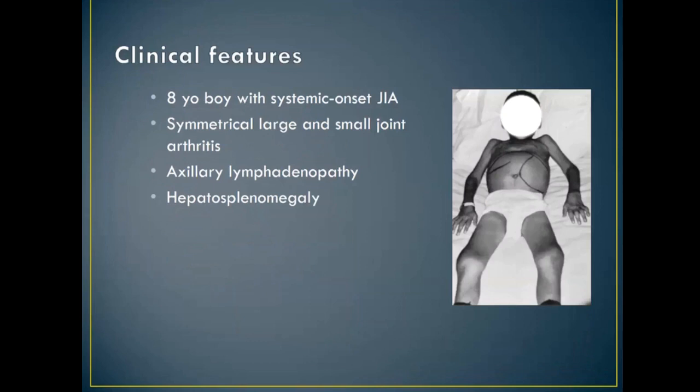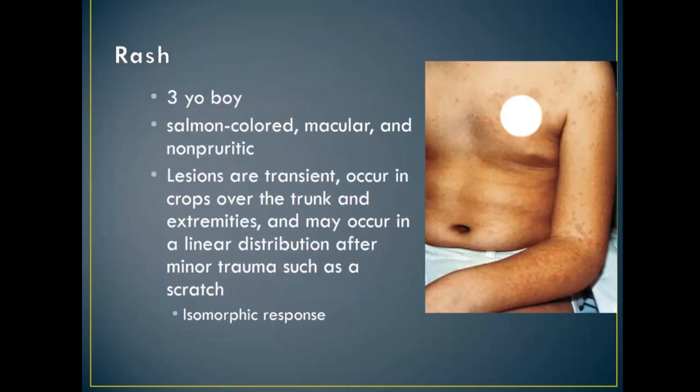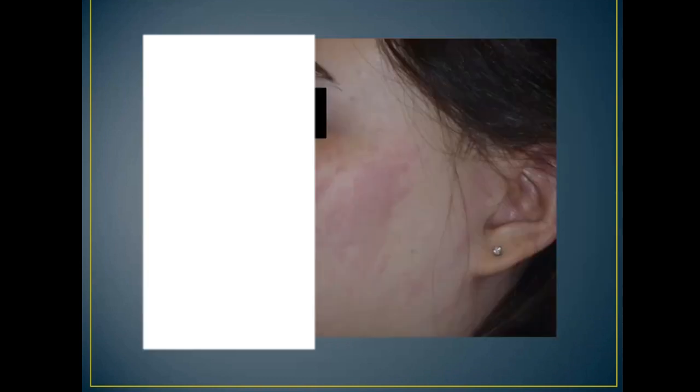So this is an 8-year-old patient with systemic JIA, and some of the things are circled here. So he has lymphadenopathy, he has hepatosplenomegaly, he has large joints, the knees and the fingers, small joints affected. And this is a patient with the salmon-colored rash. The lesions are transient. They occur in crops over the trunk and extremities. They may occur in a linear distribution after minor trauma. We call that the isomorphic response. So when I first see a patient where I suspect juvenile arthritis, or systemic juvenile arthritis, we'll scratch them and we'll see the rash appear where we scratch them. We call that the isomorphic response. So this girl scratched her face and the rash appeared.